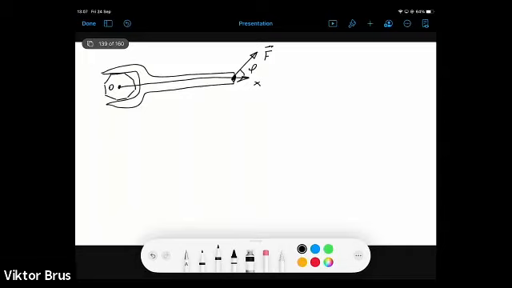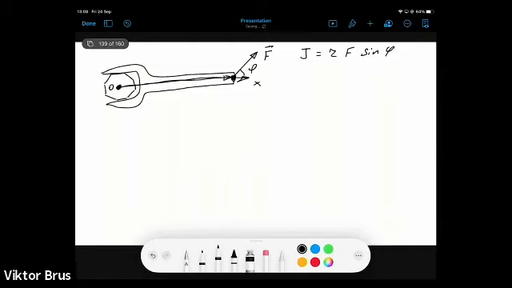In order to describe and quantify the effect of this force on rotation of this system about the axis which goes through point O, we need to introduce a new parameter, which is torque, and it is equal to the radius, the distance from the origin to the point where this force is exerted, times force times sine of the angle, no, it's not alpha, it's phi, angle phi.